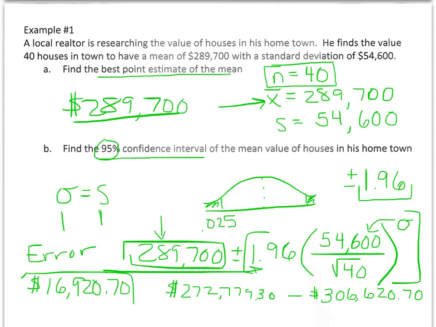So what we're looking at here, this is my confidence interval. I am 95% confident that the true value of a house in this neighborhood, the real average value of a house in this neighborhood, will be somewhere between these two values.